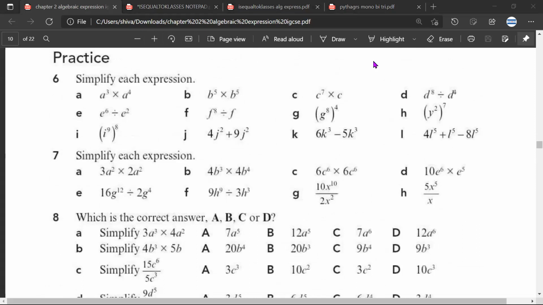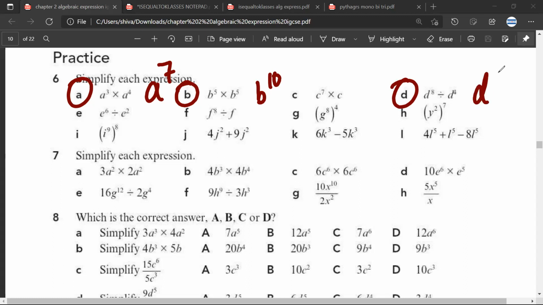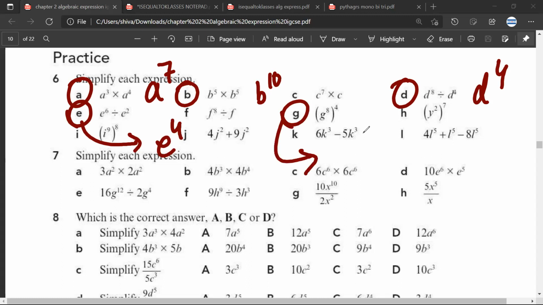Okay, Mr. Satya, what is the answer for this? Sir, a raised to power 7. What is the answer for this, Mr. Satya? So b raised to power 25. Sorry, 10. Mr. Satya, what is the answer for this? So this d is raised, 4. Yeah. So okay, it's 4. So it is d raised to power 4. Mr. Satya, what is the answer for this? E raised to power 4. Mr. Sarthak, what is the answer for this? So G raised to power 32.